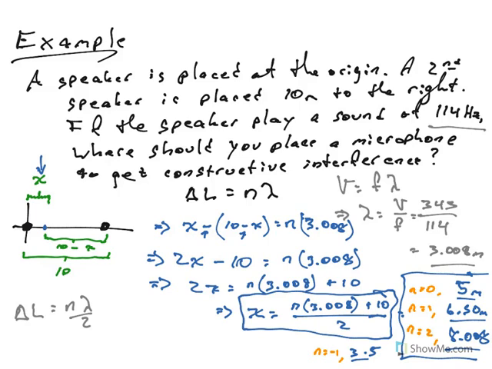And then if you want specific numbers, that's when you start plugging in values of n. N being an integer, a 0, 1, 2, 3, or -1, -2, -3, whatever values you want. And that'll give you the actual places.